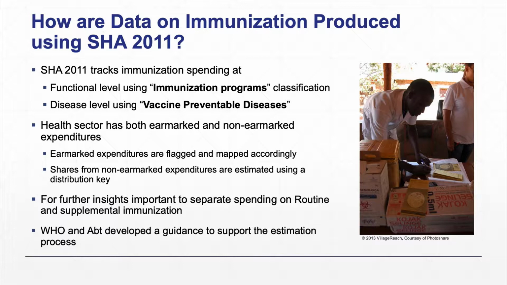Here, I would like to put a plug in for that guidance again, because it provides those insights and more. It talks about what classifications are relevant within the SHA 2011 framework for immunization. It also provides what the common sources of spending for immunization are in a country setting using country examples. And it also provides issues to consider when teasing out the shared expenditures, which Katie mentioned was one of the challenges that they have been facing.